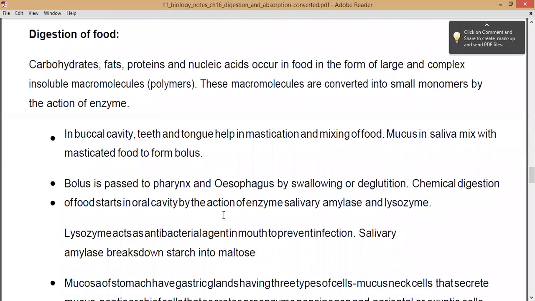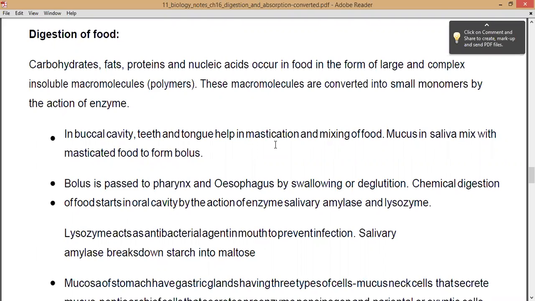Now we are going to see the digestion of food. First we are going to see what are the complex macromolecules involved in the food: carbohydrates, fats, proteins, and nucleic acids. These are all present in food in the form of large and complex molecules, and these large molecules are insoluble polymers, which means they cannot be degraded or dissolved easily. For this reason, they are said to be complex in nature as well as insoluble macromolecules.